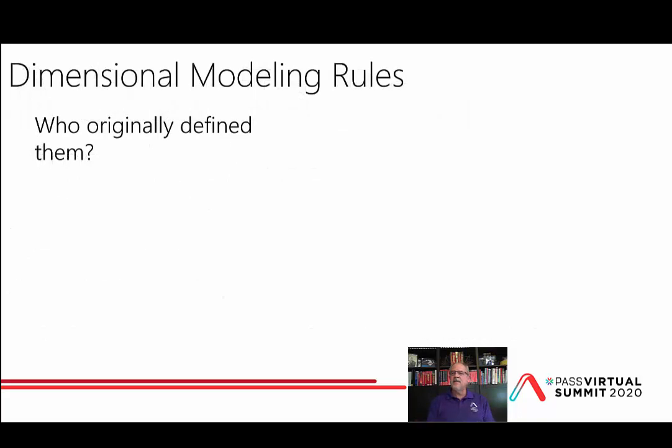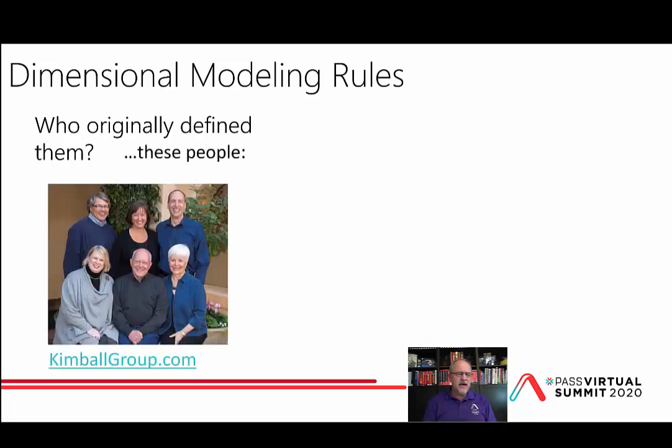So who defined these dimensional modeling rules? Well, a lot of these concepts came from this group. About 30 years ago, a gentleman by the name of Ralph Kimball started a group called the Kimball Group. And this group of folks traveled the world, and they helped build data warehouses. They helped companies apply dimensional modeling rules, and they documented these rules. They wrote several books that are very well respected.